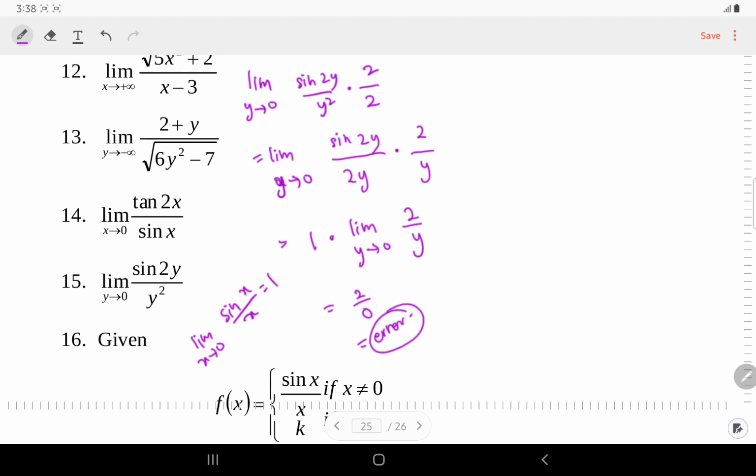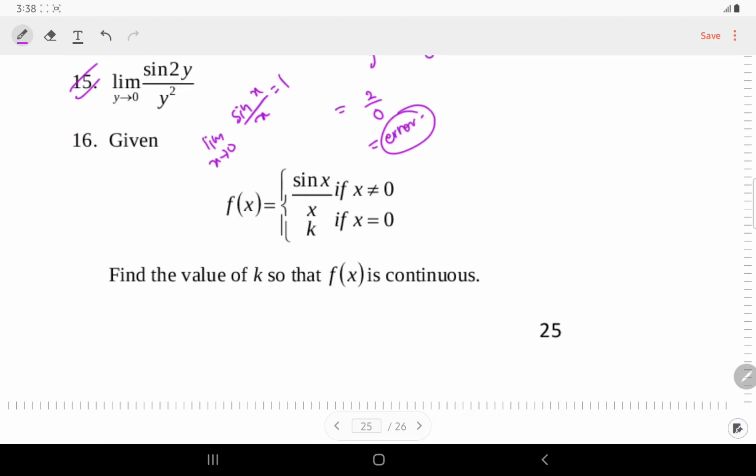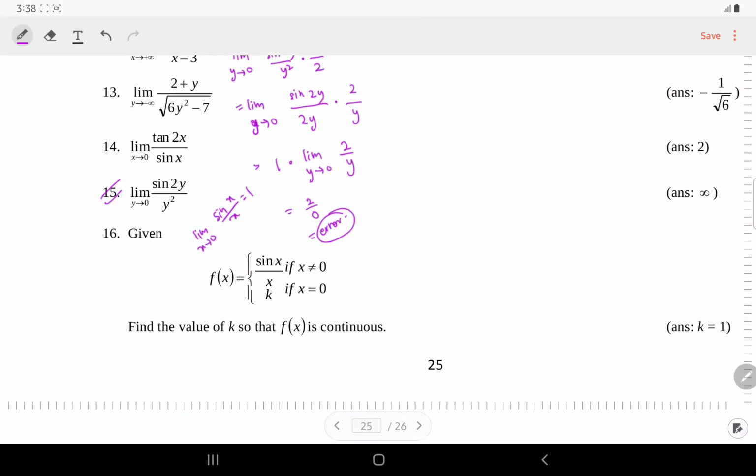Okay, so I think there's some problem with this question. Soalan limit tak boleh dapat error dalam exam ke dalam assessment nanti. So kita cancel lah soalan nombor 15 ni. Okay, so we proceed with soalan nombor 16, tadi dah buat. Okay, so yang ni salah lah.